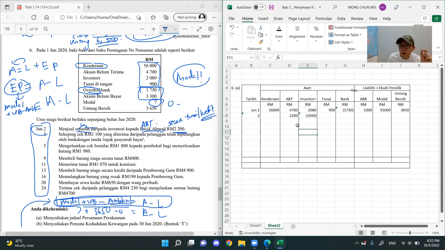The cost is 1,040 ringgit. But when I sell for 2,200 ringgit, meaning, berapa yang kita telah untung. So you use the 2,200, apa yang kamu jual, your selling price, minus kamu punya cost, which is 1,040. You got 1,160. This 1,160 is your untung. So you put in your untung bersih, 1,160. And when you want to check your answer, you add all the asset. So when you add everything here, it's how much? 1,160. And when you find it, for your liability plus equity pemilik in your 2nd of June is how much? 1,160. You add this 0 plus 0 plus 1,160 equals 1,160. So, sama tak? Sama lah. So, sama normally is betul.